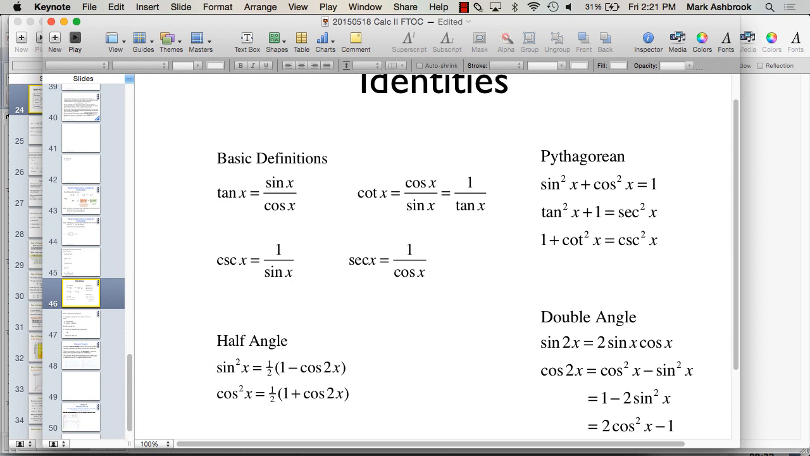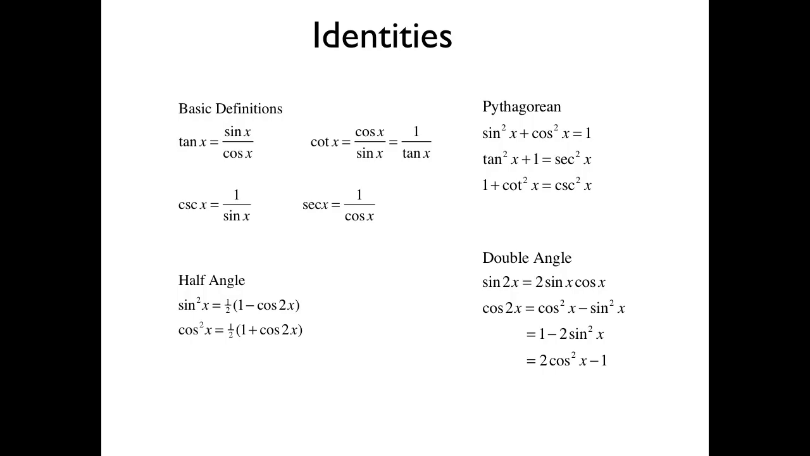You know what? Don't write all these down, okay? But this is the scope of the most important ones that show up the most, the ones that we're going to need. So our basic definitions of tangent, cotangent, cosecant, and secant. Then we have the Pythagorean identities, all based on sine squared plus cosine squared equals 1. That should be very familiar. That will show up a lot. And then there are these other variations on that.